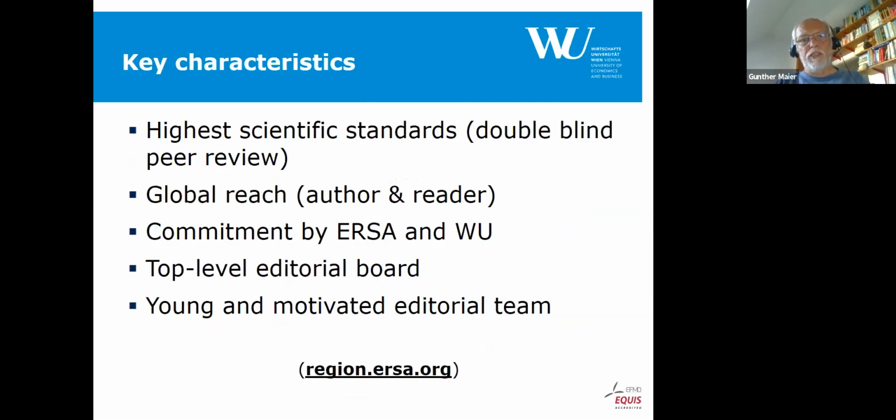What are the key characteristics of Region? It tries to have the highest scientific standards. So we use a very strict double-blind peer review system. We try to get and publish good research. Region has a global reach, both for authors and for readers. So with our open access approach, we try to support also authors from developing countries. The backbone of the business model of Region is a commitment by ERSA and by VU, the university where I work. We have a really top level editorial board and a young and very motivated editorial team.